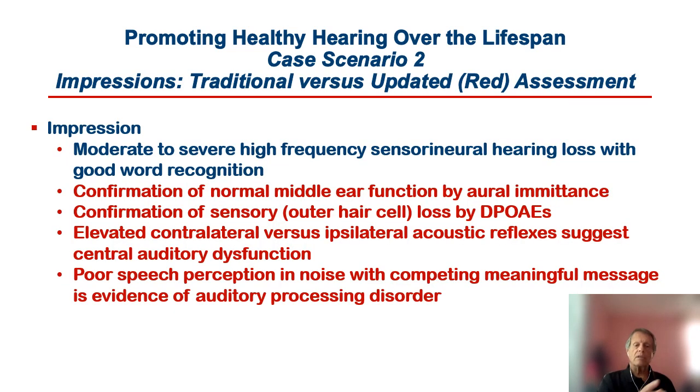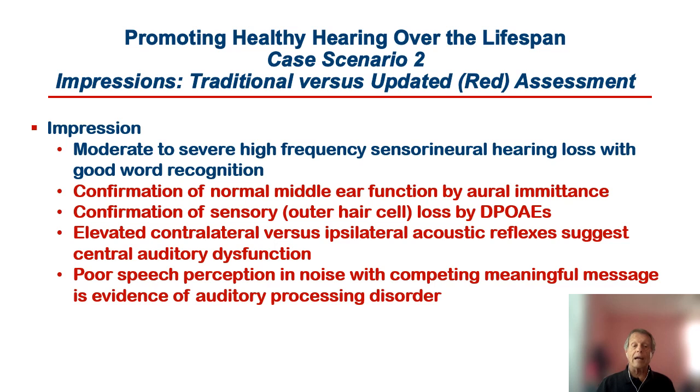So how do the findings of the expanded test battery contribute to the management of this patient? How can we promote healthy or better hearing with her, or prevent further hearing loss? Well, certainly the outer hair cells, we would confirm that they are damaged. That's because of the OAE findings. They were abnormal. The central auditory findings are very concerning.